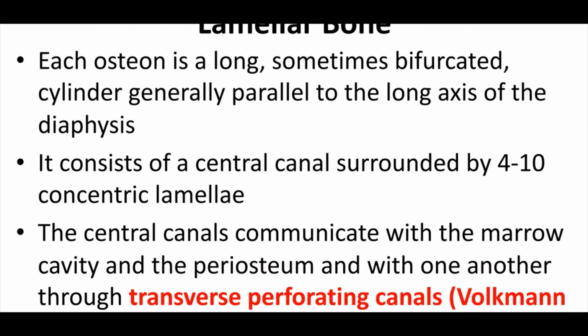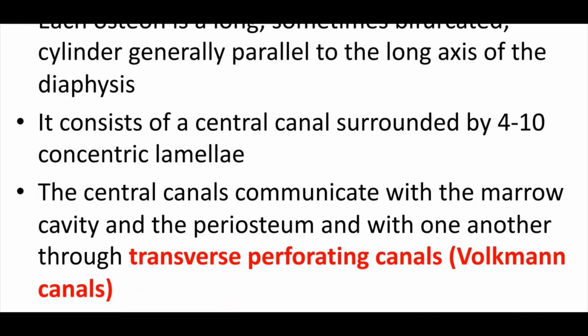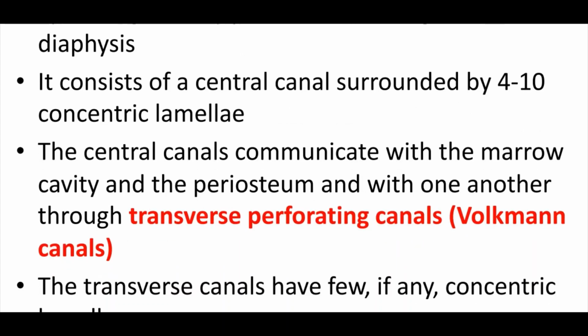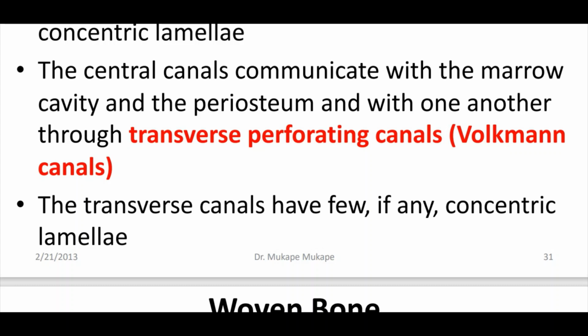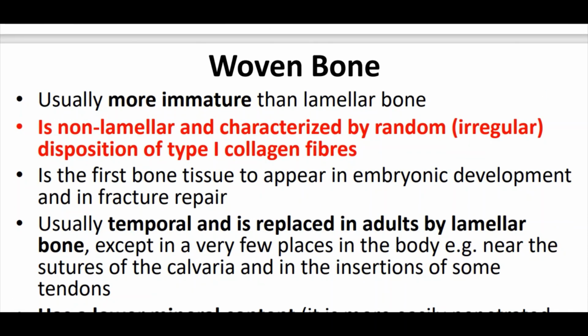Each osteon is a long, sometimes bifurcated cylinder, generally parallel to the long axis of the diaphysis. It consists of a central canal surrounded by 4 to 10 concentric lamellae. The central canal communicates with the marrow cavity and the periosteum, and with one another, through the transverse perforating canals, which are also known as the Volkmann's canals. The transverse canals have few concentric lamellae.